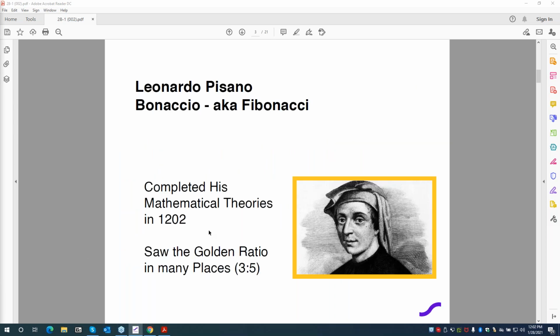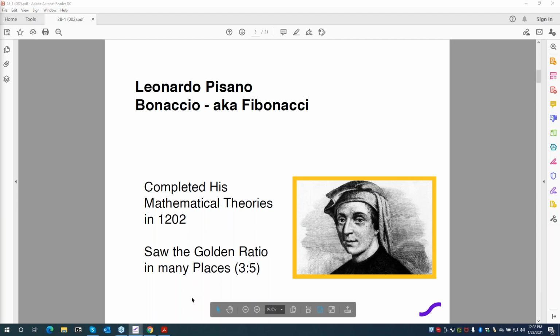We're covering Fibonacci theory, the golden theory as it's called. The theory was created by a great mathematician called Leonardo Pisano Bigollo, aka Fibonacci. He completed his mathematical theories in 1202. So quite a long time ago, he discovered this ratio that is now used widely by traders worldwide.